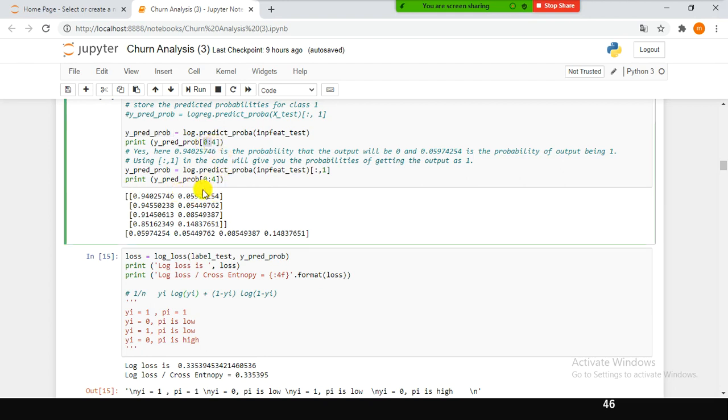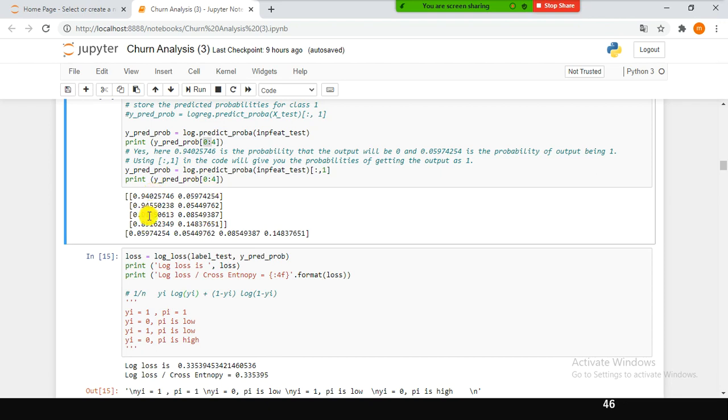I just printed only the first four customers' predicted probability. The probability values range from 0 to 1. That is what I explained to you in the past. So it gives you the probability value for both zeros and ones. It is pretty nice, isn't it? Now all I'm interested in is one only. I don't care about zero. All I wanted to know is, I wanted to predict the churners only.